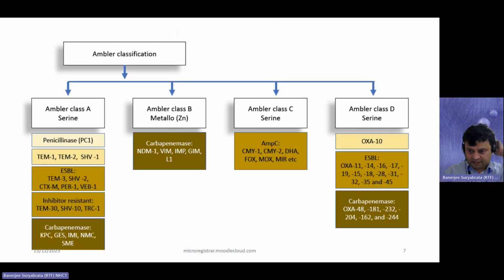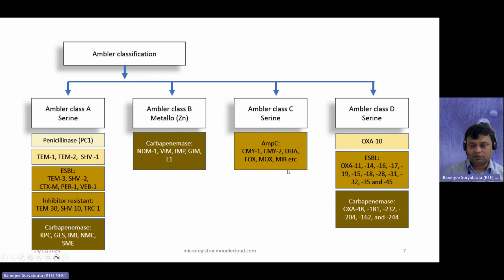When we classify carbapenemase, there are two types of classification: Booth-Jacobi and Ambler classification. I'm not going into the Booth-Jacobi classification because it's slightly difficult, and I will explain it in a different presentation. In Ambler classification, the beta-lactamases are divided into 4 groups: Ambler class A, serine beta-lactamase; class B, metallo-beta-lactamase; class C, serine beta-lactamase; and class D, serine beta-lactamase.